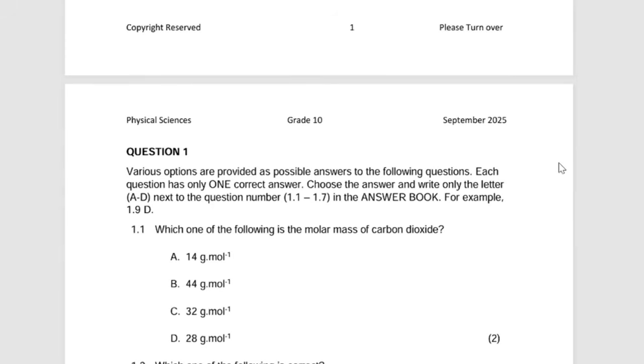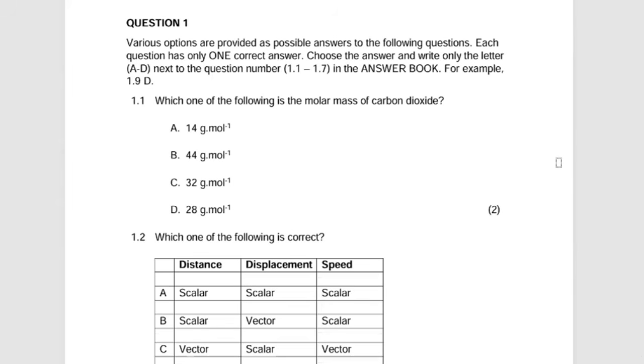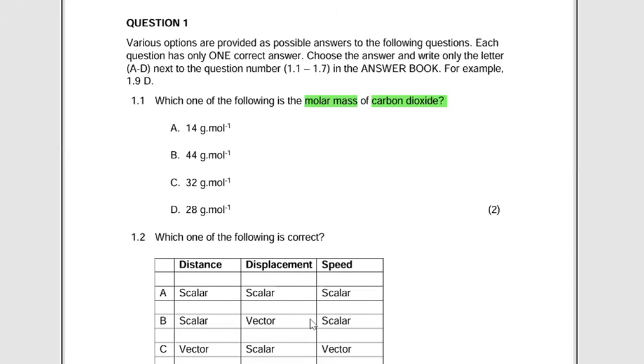Then we're going to proceed to question number one, which reads: which one of the following is the molar mass of carbon dioxide? So we're looking for the molar mass of carbon dioxide. We are supposed to have the formula for carbon dioxide first. So our carbon dioxide by formula is CO2.